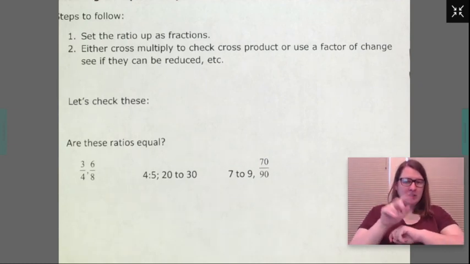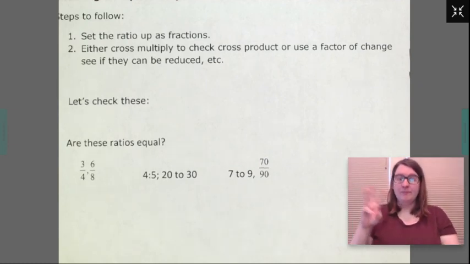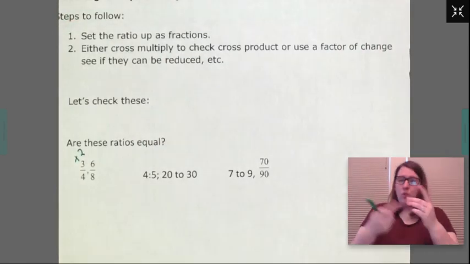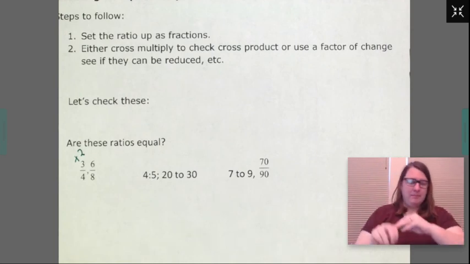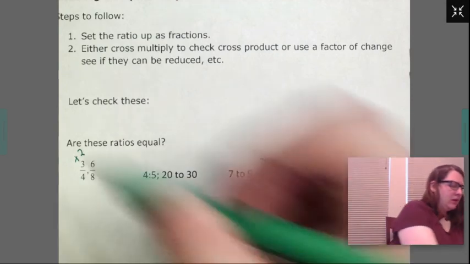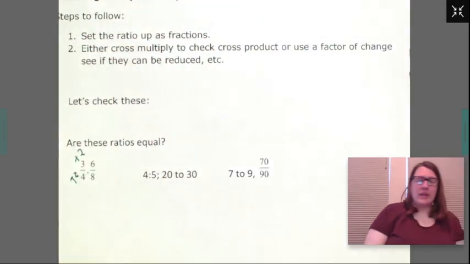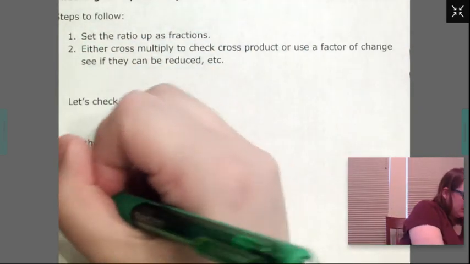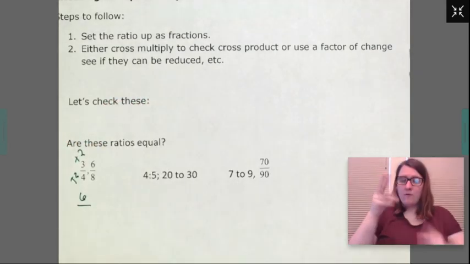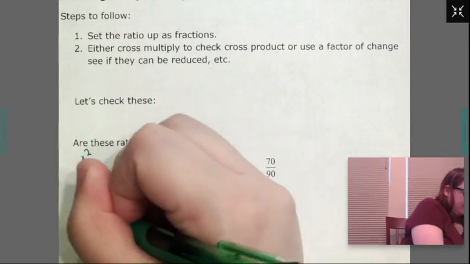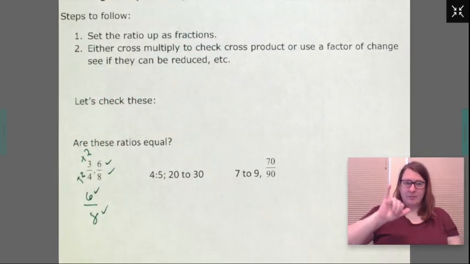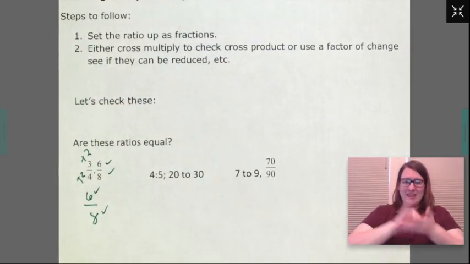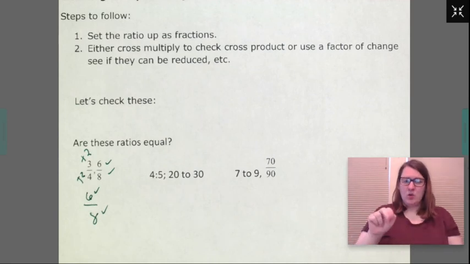How can I change 3 to become 6? Times 2. What I do to the top, I have to do to the bottom. Okay, 3 times 2, 4 times 2. They're the same. So this problem is equivalent.